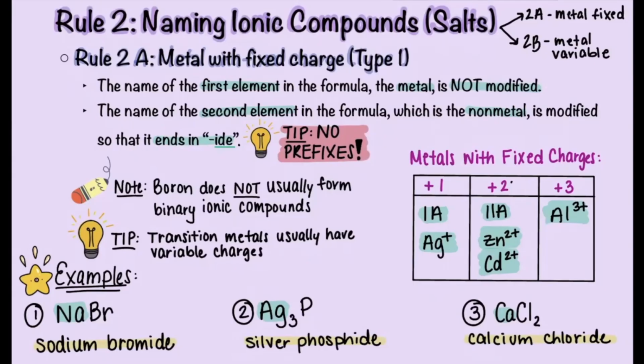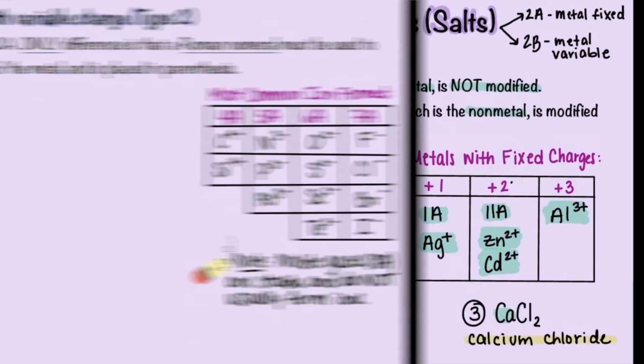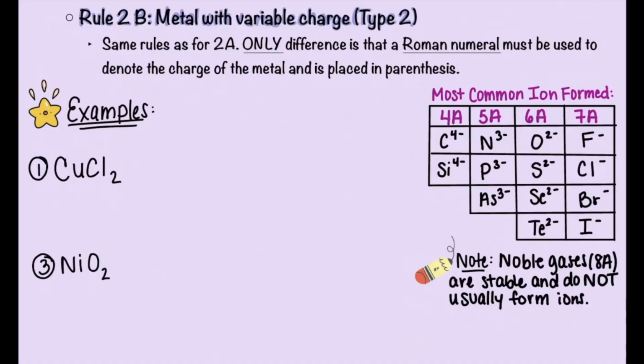Now, if you encounter an ionic compound where the metal does not have a fixed charge, meaning it's not in this little table, now you're going to use the rules for rule 2b, where the metal has a variable charge. And as a little tip, transition metals usually have variable charges. So take this example, CuCl2.